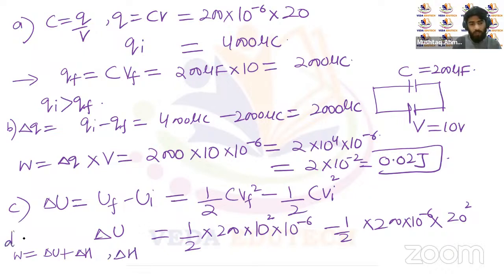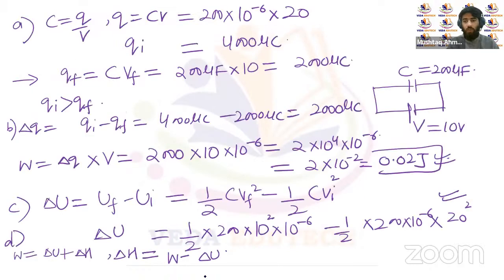So from here you can just calculate delta H, right? Delta H has to be equal to the work done minus the change in potential energy, right? From here you can calculate the change in potential energy, and we have already calculated the work done. You just plug in the values of the change in potential energy and the work done. You will get to know the total heat flown during this transition, or during this reconnection of the capacitor, right?